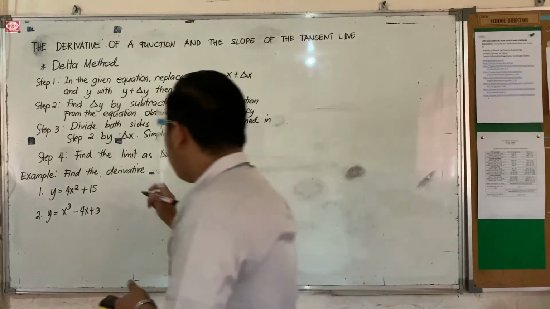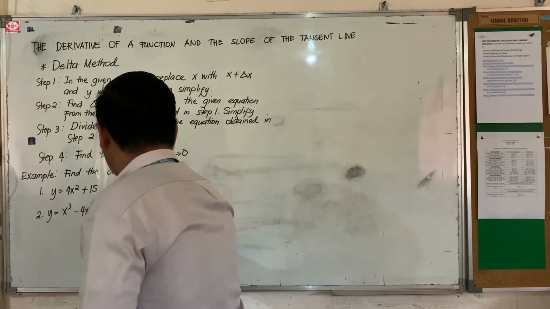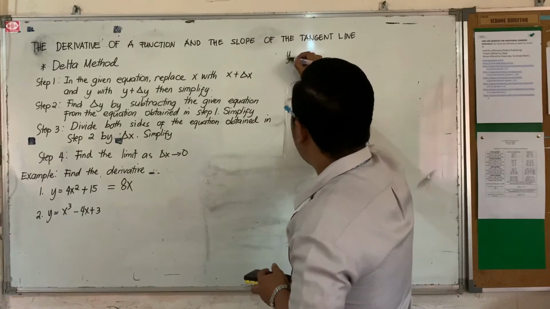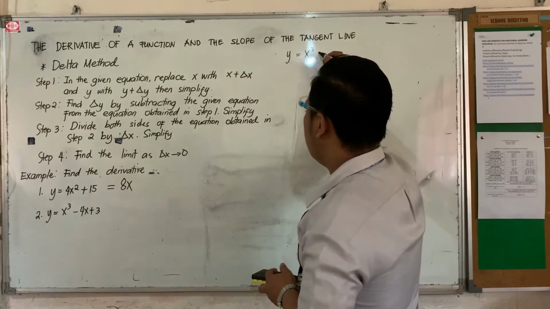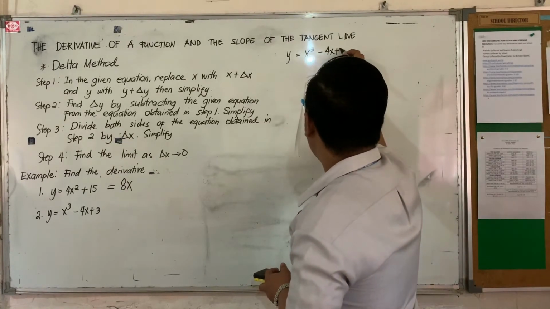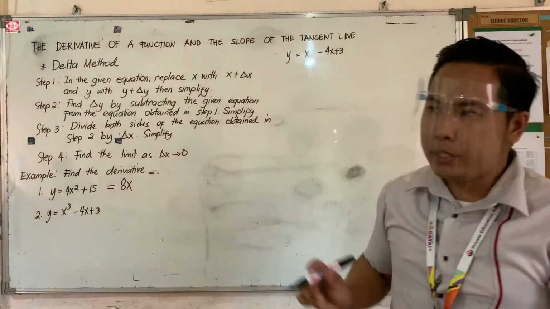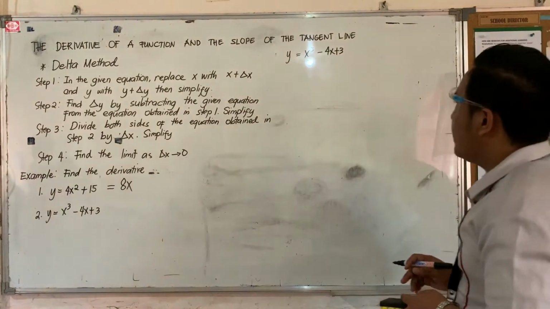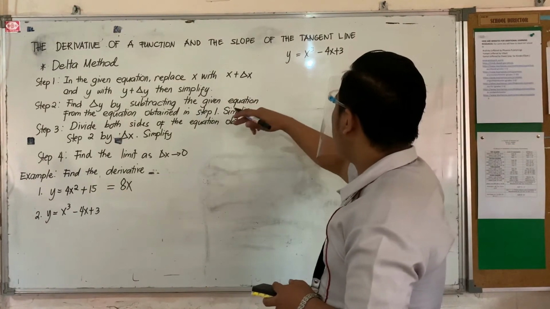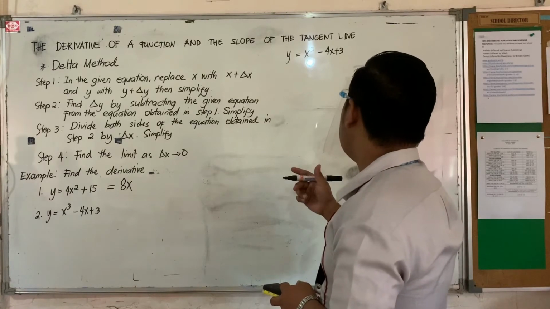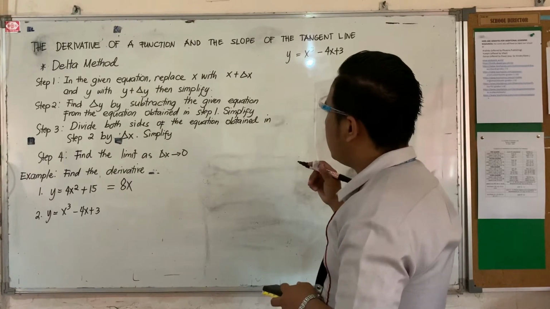Okay, so the answer here is x. For the second problem, we have y equals x cubed minus 4x plus 3. So, mas mahaba siya compared doon sa ating problem number 1, which is quadratic. Okay, so following these steps, replace y by y plus delta y and replace x by x plus delta x.